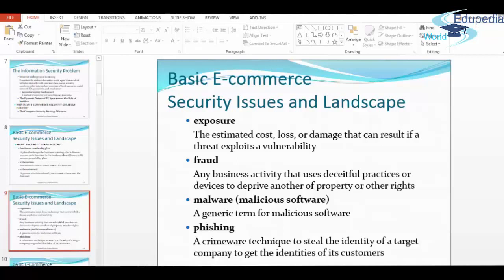Phishing: a crimeware technique to steal the identity of a target company to get the identities of its customers. Okay, the customers in a company that subscribe or register on the website, that list is very critical. And as a business provider, as a business owner, your job is to protect that data. Failure to protect that data could work against you. You could be charged for fraudulent activities. So you need to be very careful of the phishing activities happening on your website.